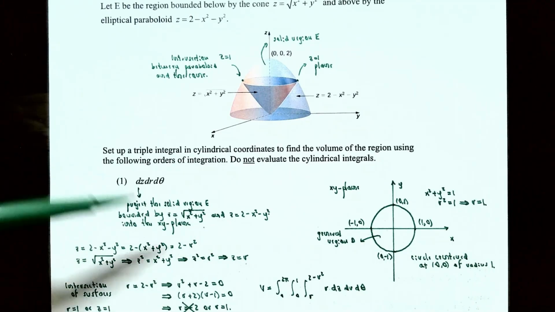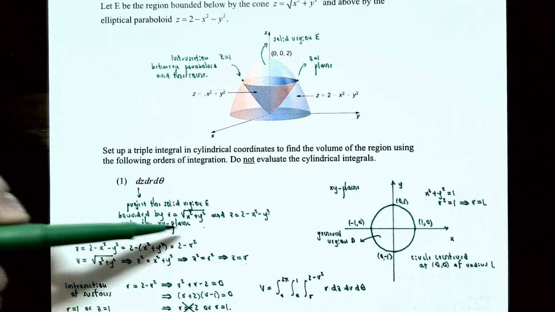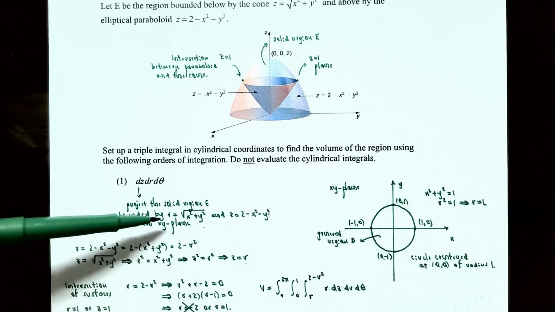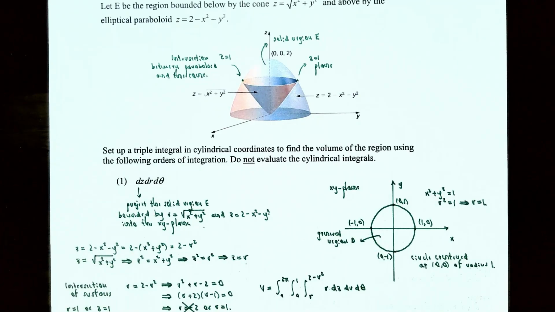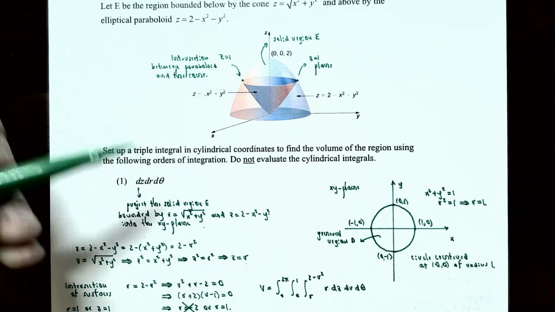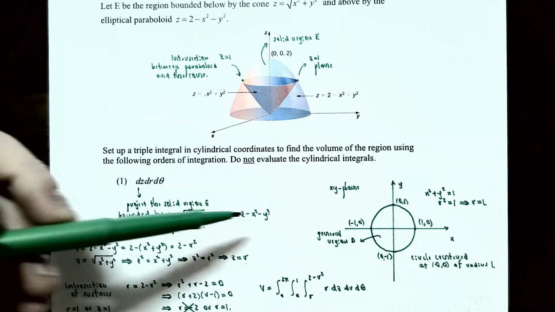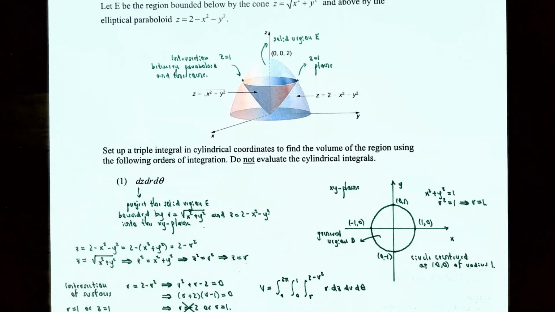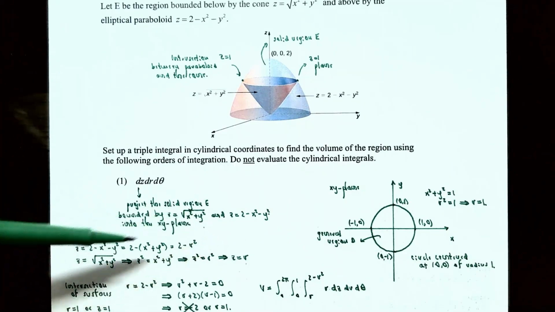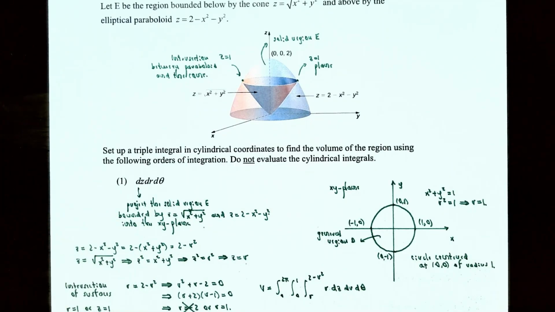So we did the last problem, z equals square root x squared plus y squared. For the cone, that becomes z squared equals x squared plus y squared, or z squared equals r squared, and so the cone is just simply z equals r, using cylindrical coordinates. Whereas the elliptical paraboloid, z equals 2 minus x squared minus y squared, notice that you can group the x squared and the y squared terms together, and you can factor out a negative. So z equals 2 subtract the quantity x squared plus y squared. That becomes z equals 2 subtract r squared in terms of cylindrical coordinates for the elliptical paraboloid.